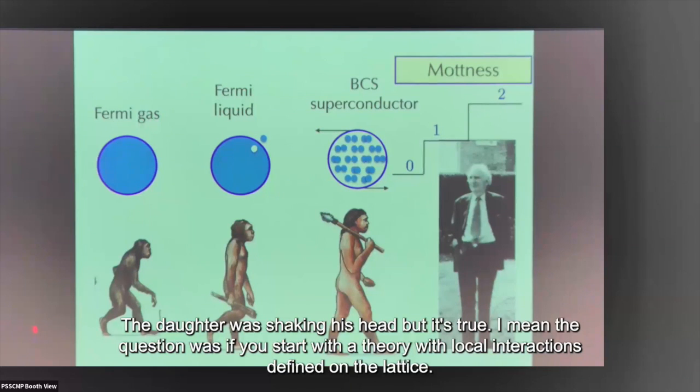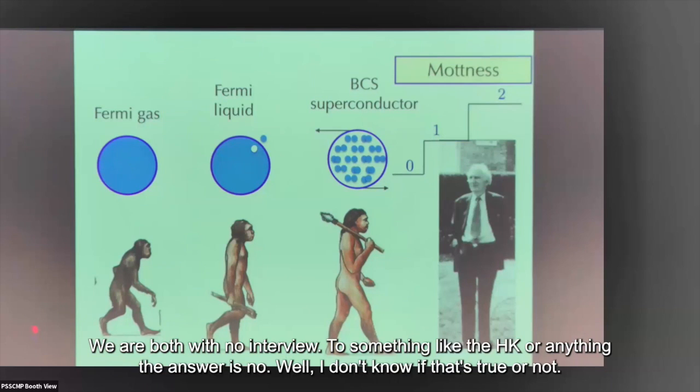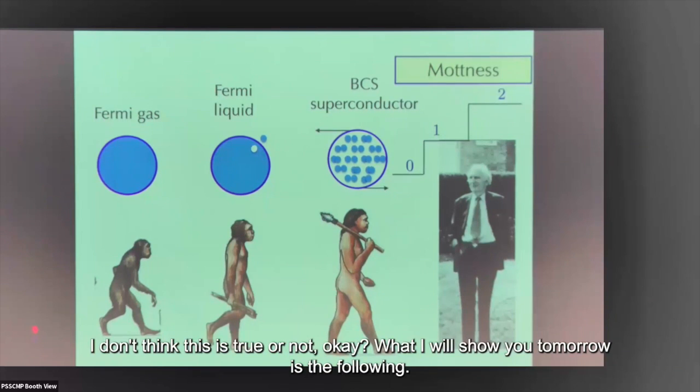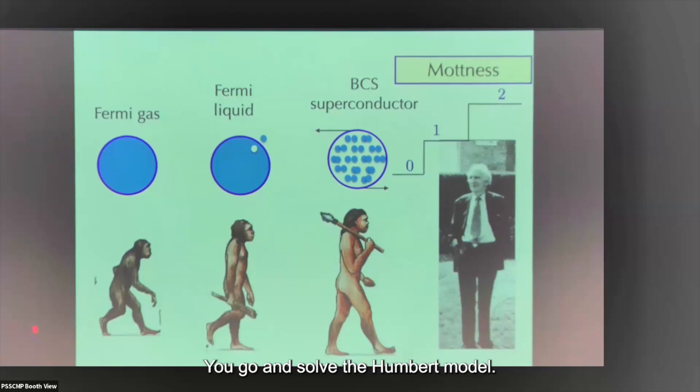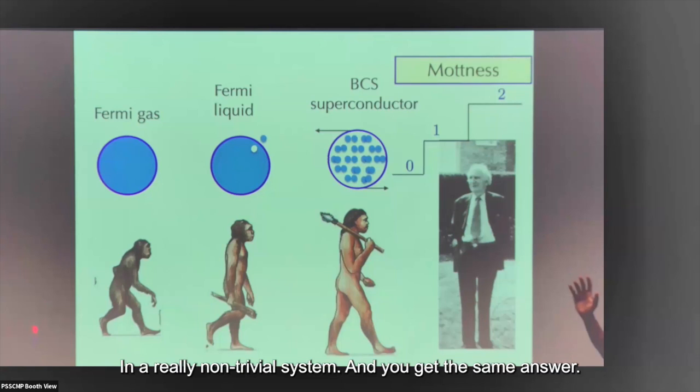Eduardo was shaking his head, but it's true. This is not true. Okay. I mean, the question was, if you start with a theory with local interactions defined on a lattice, do you evolve at low energies to something like the HK model? And I think the answer is no. Well, I don't know if that's true or not. But what I will show you tomorrow is the following. You go and solve the Hubbard model, and then you go and do the HK model in a really non-trivial system, and you get the same answer.